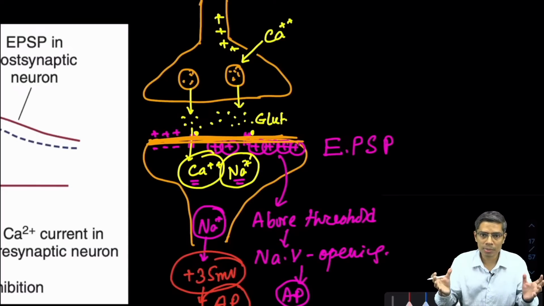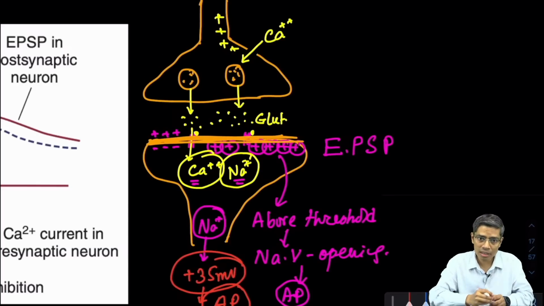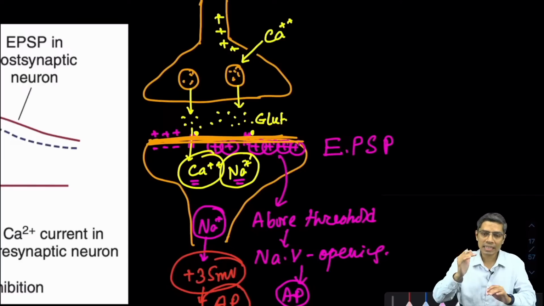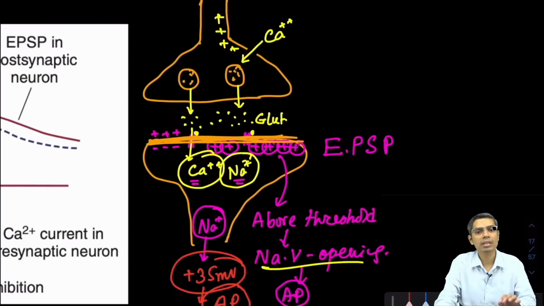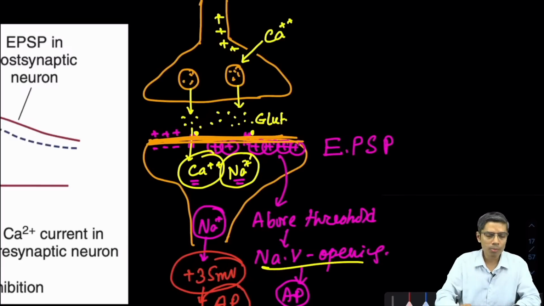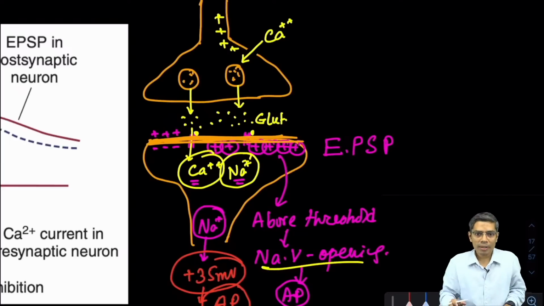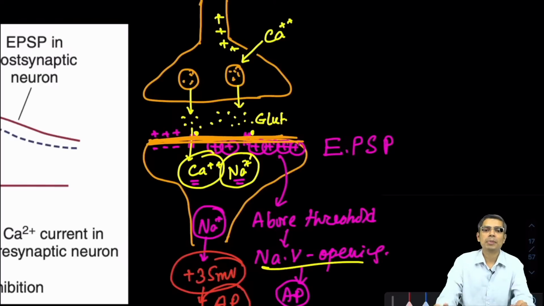EPSP is a kind of local potential, which means this potential cannot travel down through the whole neuron, but it can generate an action potential via opening of the voltage gated sodium channel, right? Okay, got it. Now I want to measure this potential.